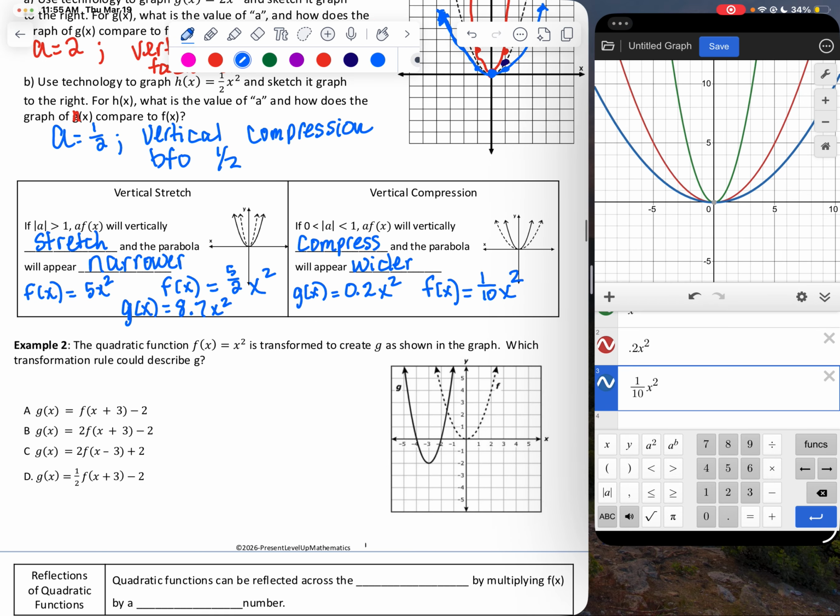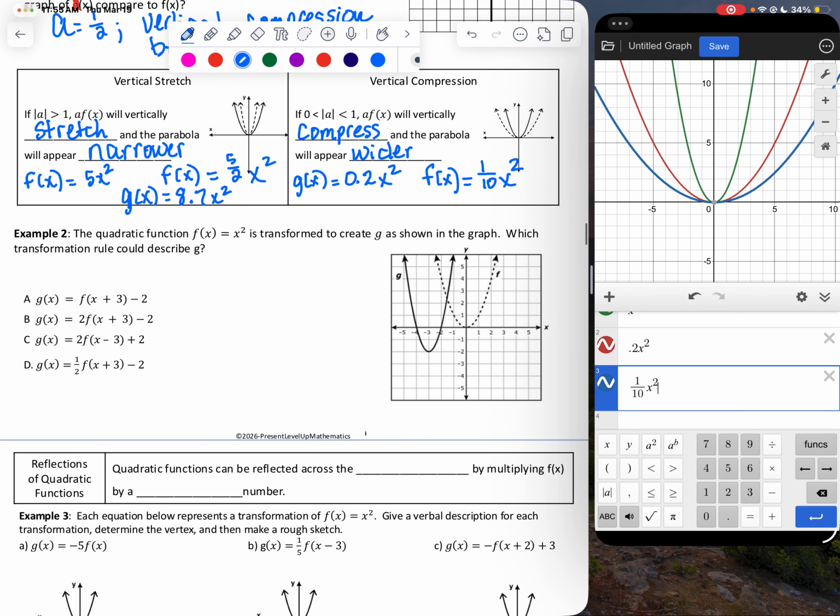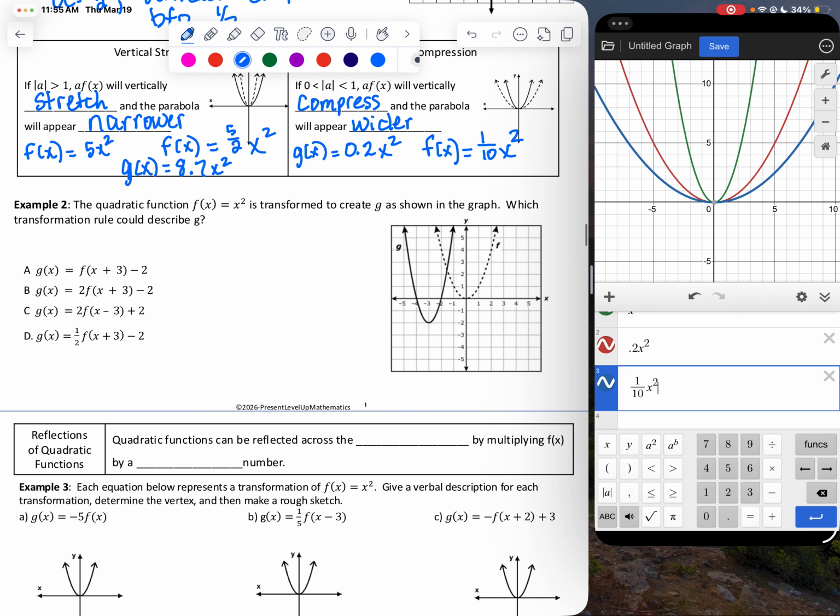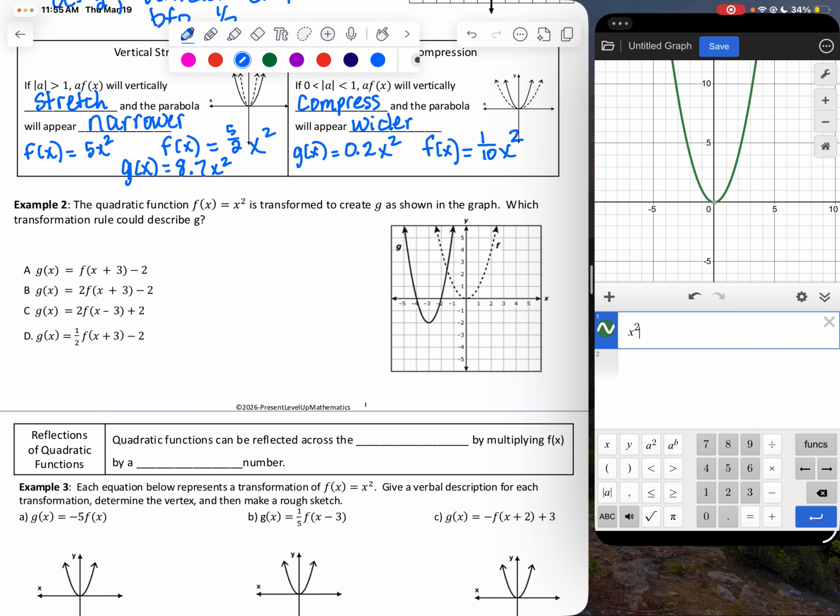Now, let me show you how this has been tested in previous standardized test type questions. So in example 2, it says the quadratic function f of x equals x squared. So here's our original function, this dashed parabola. It's transformed to create g as shown in the graph. Which transformation rule could describe g? Now, the first thing I want you to do is look at this graph and say, did the function get wider or narrower?